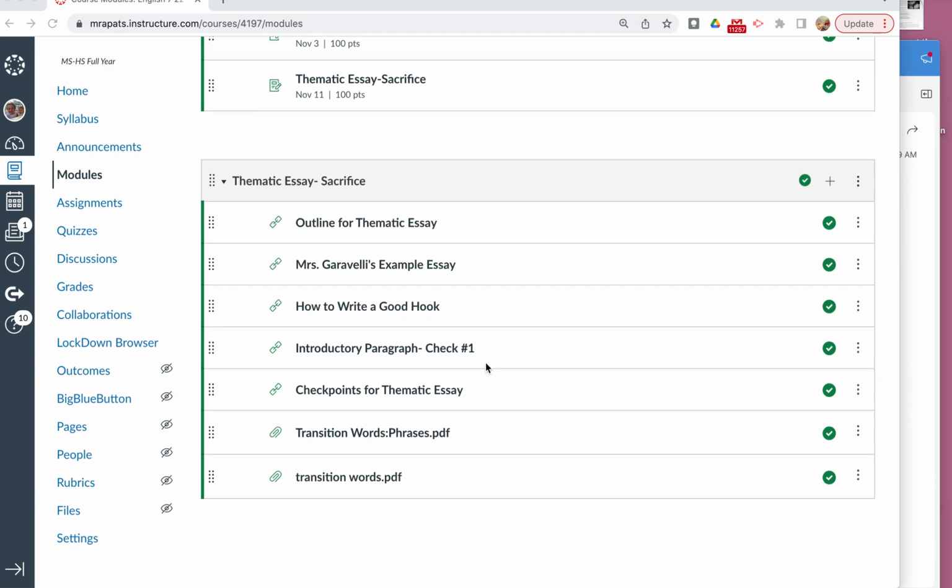So as you can see, I'm on Canvas and modules, and there's a whole module on your thematic essay. So everything that you need is going to be here. So I'm going to put all the videos here, my outline is here, my examples here, all that great stuff. So first, like I said, we're going to talk about the introductory paragraph. So I'm going to click on my outline.